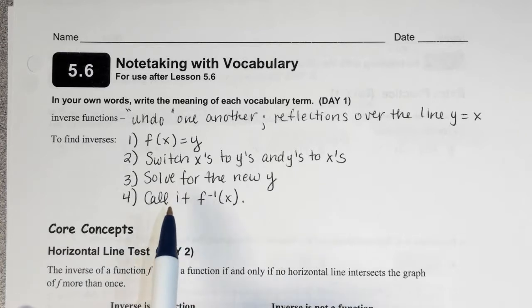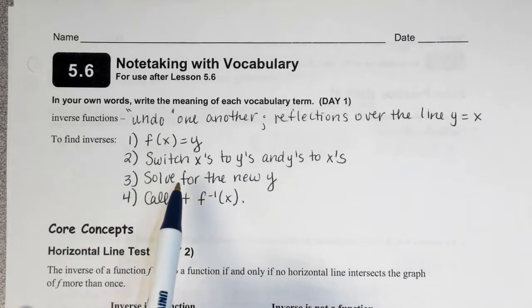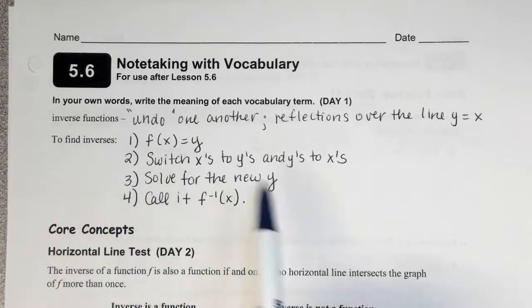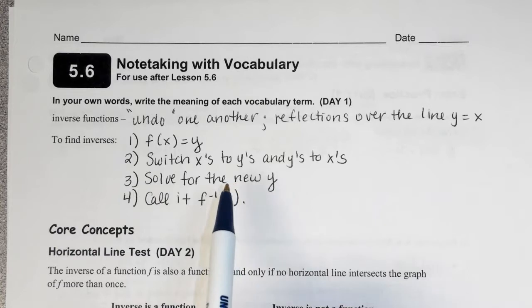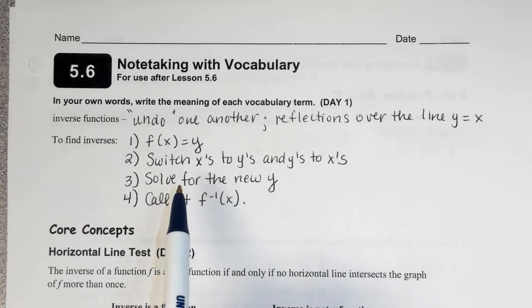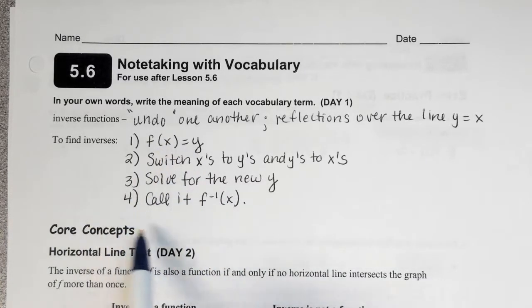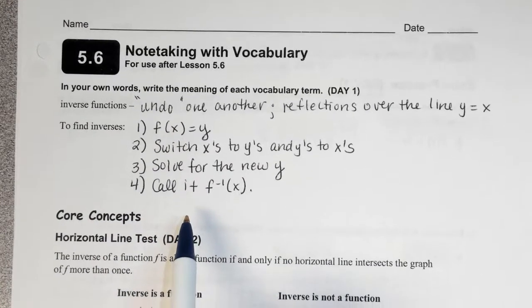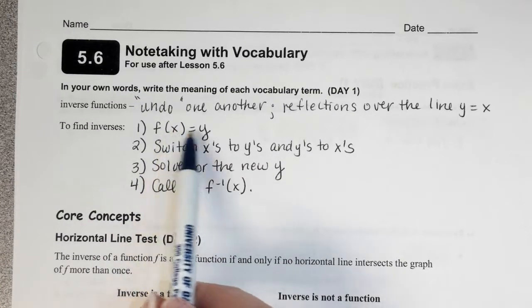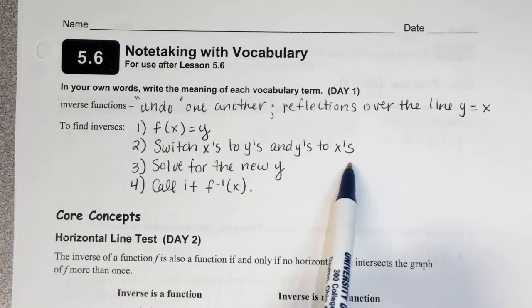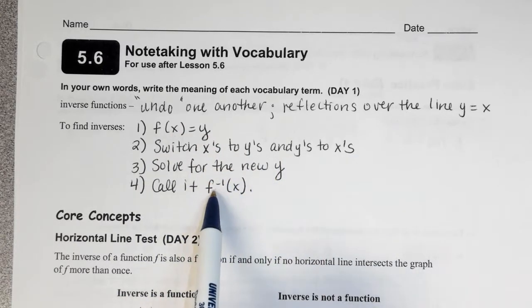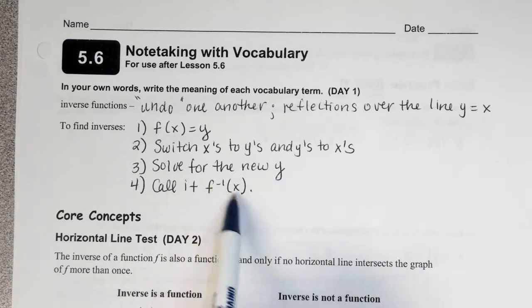I will tell you that reading your textbook will not help you in this section. Our textbook does not do this the more involved way that we are going to do it. All they make you do is solve for x, and they call that an inverse. That is a very easy way to find the inverse. We're not doing it that way. We're going to do it the way that you'll do it in pre-calc and calculus. Once again, change f of x to y, switch x's to y's and y's to x's, solve for the new y, and then rename that new y as f to the negative 1 of x. Let's look at it.